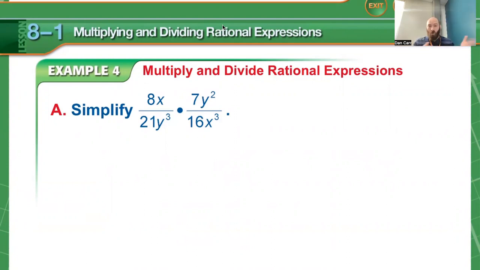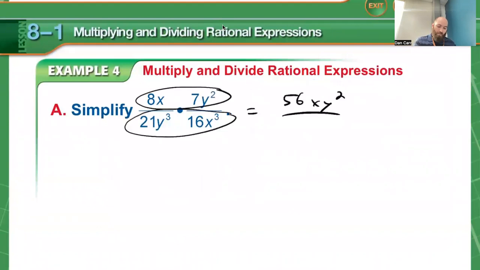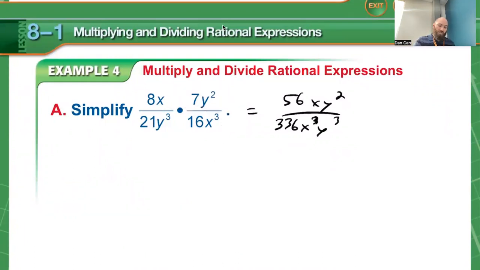Because technically I could just put it all together. I could do 8 times 7. Like one option is to just multiply across the numerator. So 8 times 7 is 56. And then I have x times y squared. In my denominator, I'm going to have 21 times 16 is 336. And then x to the third, y to the third. That's an option. But I'm going to suggest a slightly different way, which is this.